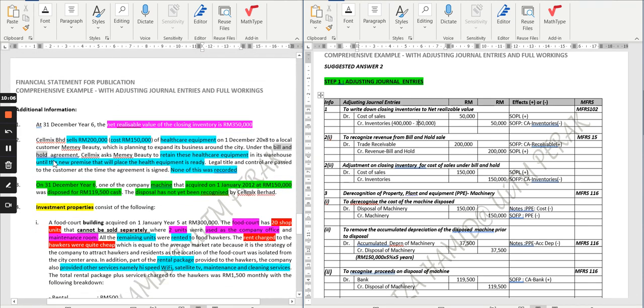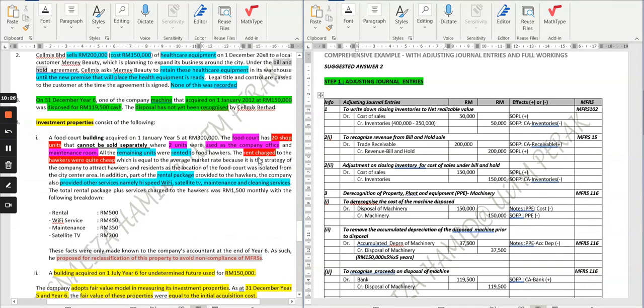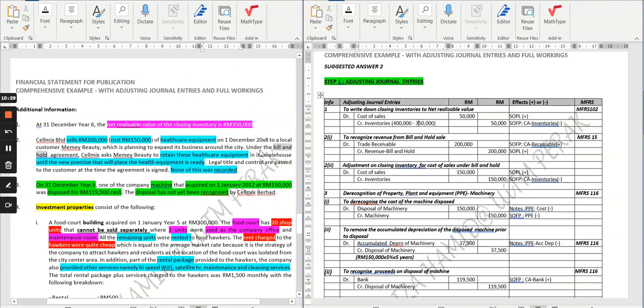Next, Sellmix. This is the reporting entity. Sold for 200,000. That is the selling price of healthcare equipment, where the cost of the healthcare equipment was 150,000. It was sold off on 1st of December 20X8, right? 1st of December 20X8, which is supposedly the 1st of December 20X6 here. So let me just make a little correction here. To a local customer, Mimi Beauty, which is planning to expand its business around the city.